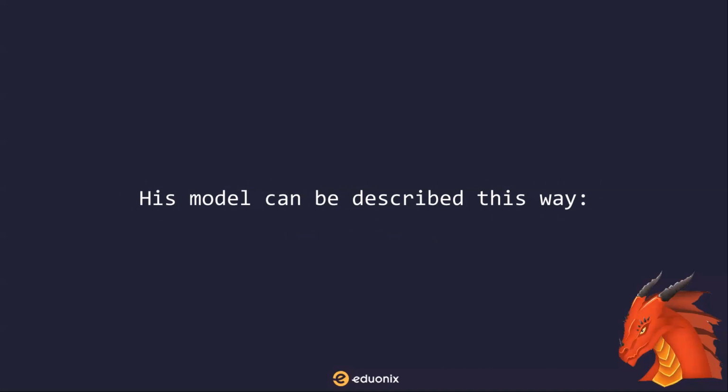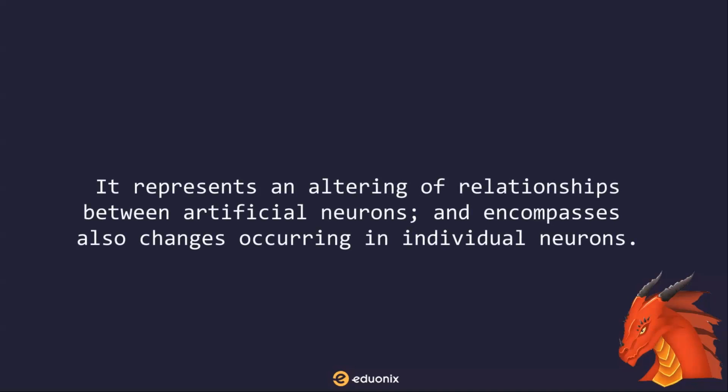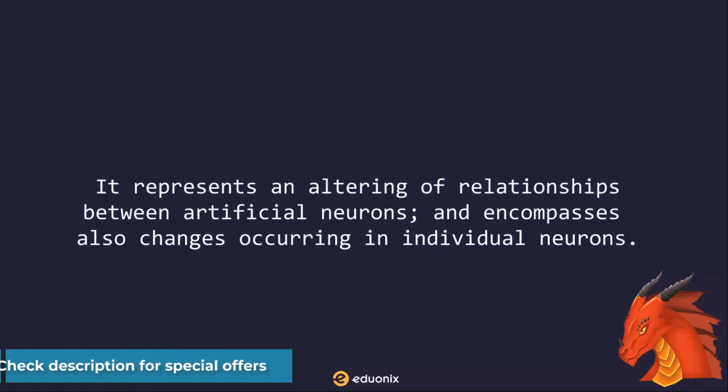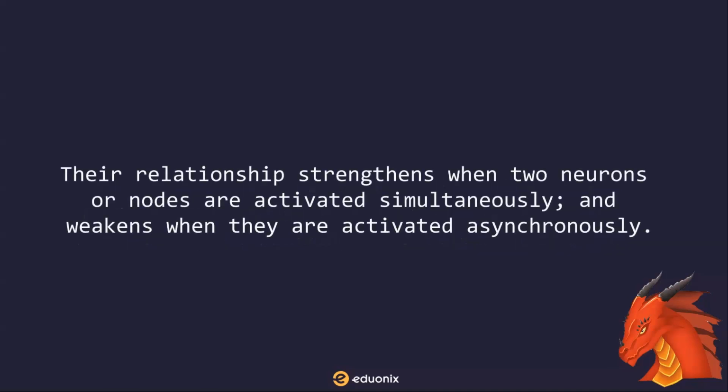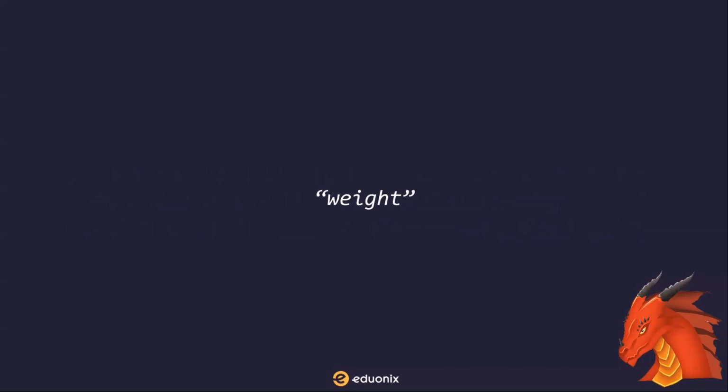Transposing Hebb's concepts into an artificial neural network possessing artificial neurons, his model can be described this way. It represents an altering of relationships between artificial neurons, often called nodes, and encompasses also changes occurring in individual neurons. Their relationship strengthens when two neurons or nodes are activated simultaneously and weakens when they are activated asynchronously. The word weight is used to try to quantify these relationships.